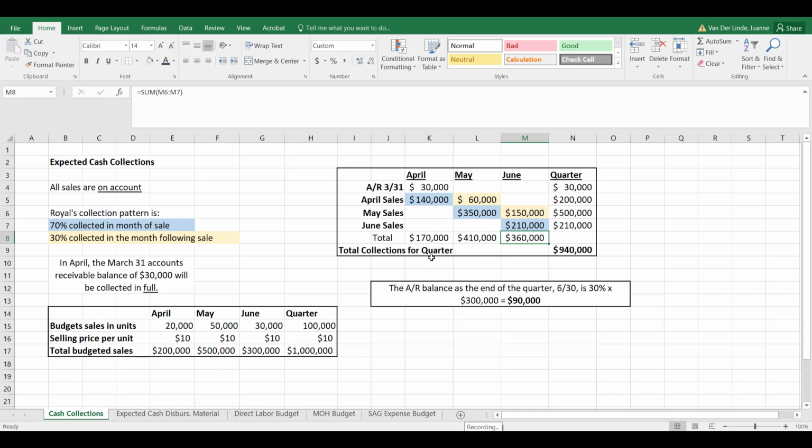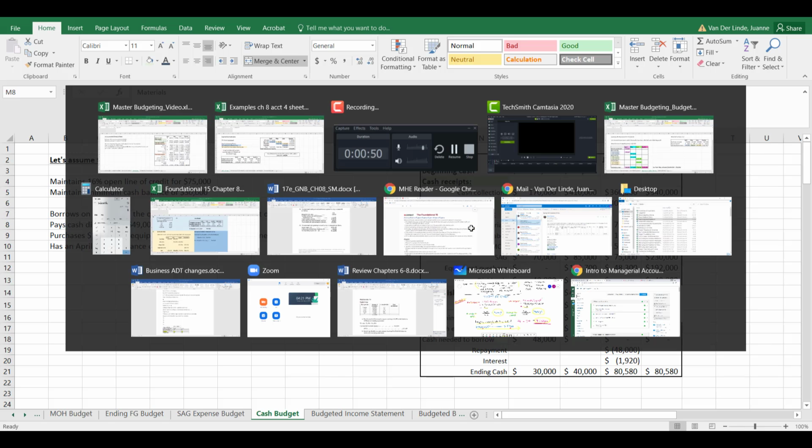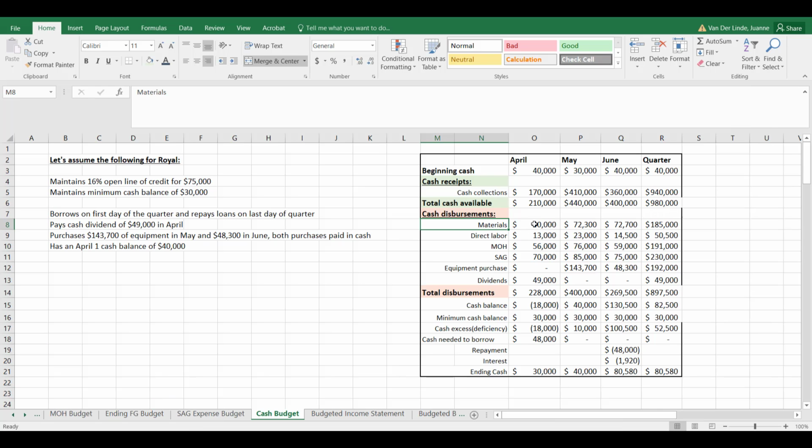So I take that 170,000 for April and plug it in here as cash collections. And the beginning cash plus cash I collect is the total cash I have available. So here it's 210. And now we subtract out all of our cash disbursements, so cash outflows. So first we look at materials. We completed the expected cash disbursements for materials for each month and for the quarter, and we already determined that the total cash disbursements we expect related to materials purchases for April was $40,000. So that's why we put $40,000 here as a disbursement for materials purchases in April.